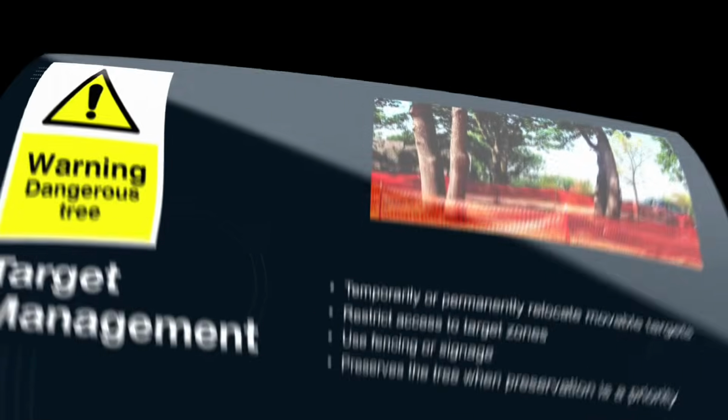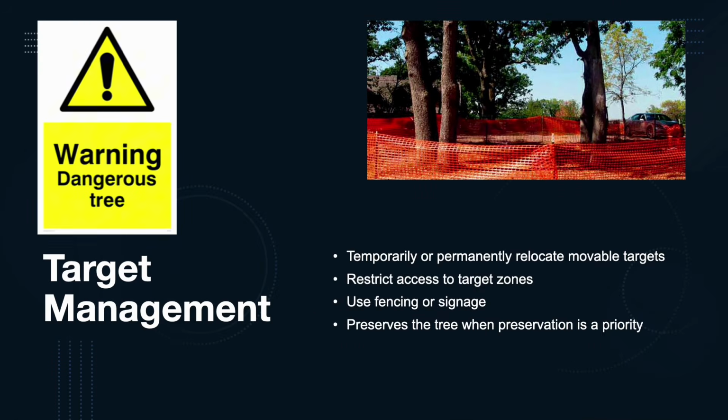We can reduce risk by managing targets. For example, movable items can be relocated, and access to hazardous areas can be restricted with signs or fencing. These approaches often preserve the tree while reducing the chance of harm.